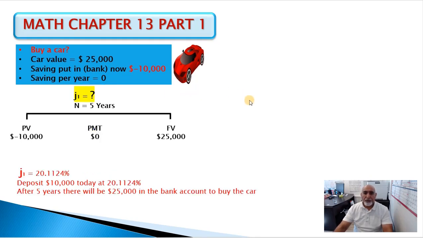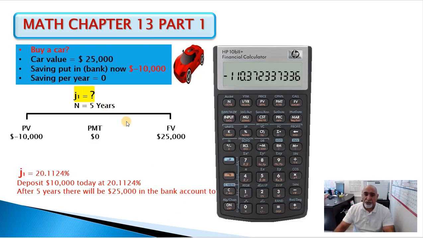Okay, another question. The question now is, what interest rate would allow us to get from $10,000 to $25,000 in 5 years? And in those 5 years, we're not making any savings. So let's figure out the interest rate. We're talking years, so we're only going to be able to find J1.